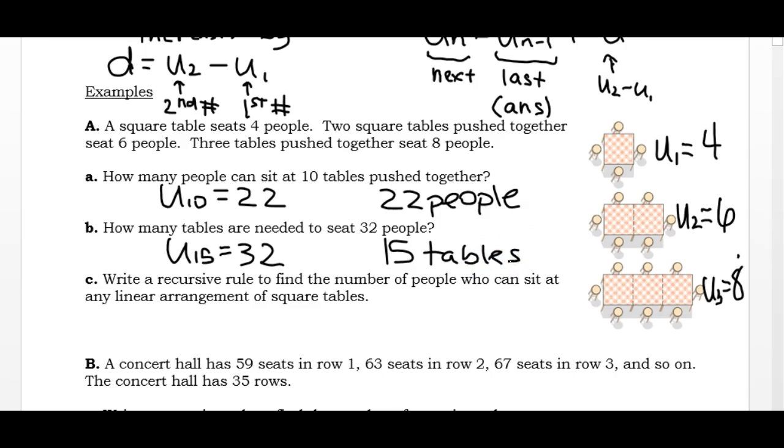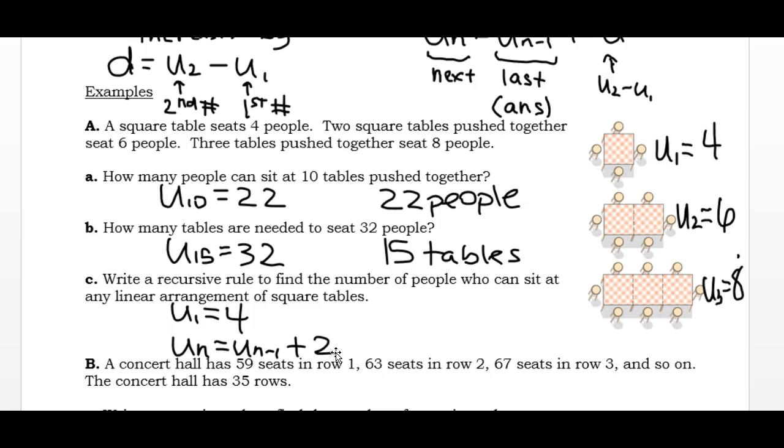Letter C says, write a recursive rule to find the number of people who can sit at any linear arrangement of square tables. A recursive rule has two things. It says where it starts, and it gives the formula on how to get the next answer. So I started with 4 people at my first table, and to get my next answer, I took my last one and I added 2. That's a complete recursive rule. That is it for example A.